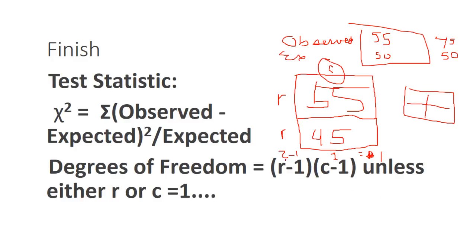1 degree of freedom, right? This is 1, that's 1. Multiply them together. 1 times 1 is 1 degree of freedom. Okay? Pretty exciting, huh?